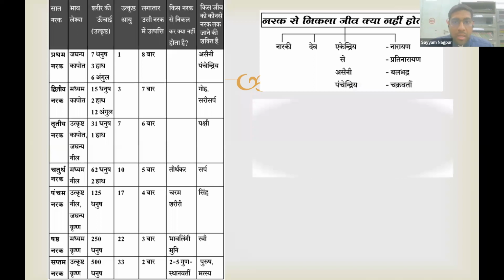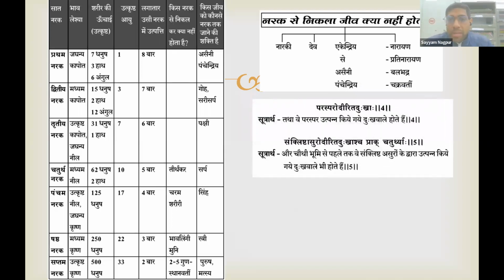Fine. So if a person is coming out of narak, is not going to become the below. So they are not going to become narki again. They are not going to become dev again. They are not going to become ekendriya to asani, and they are not going to become Narayan, Pratinarayan, Balbhadra or Chakravarti. Does any one of you know any name of a Chakravarti? Bara Chakravarti. Great. And do you know the names of any of the Narayans, Pratinarayans or Balbhadras?